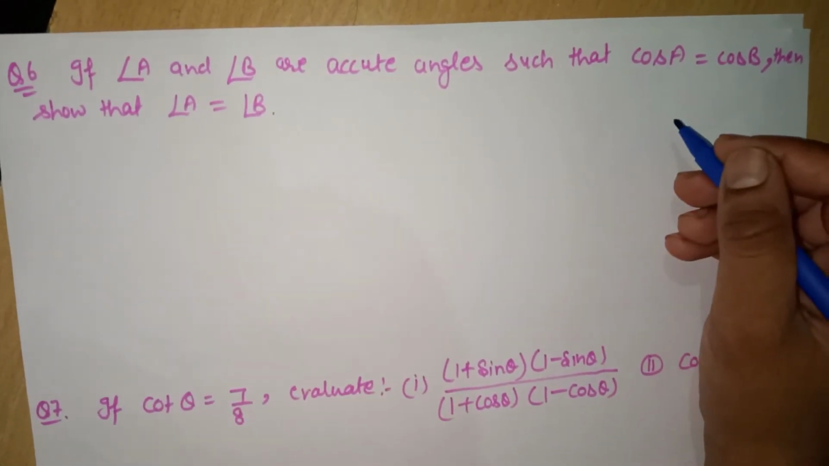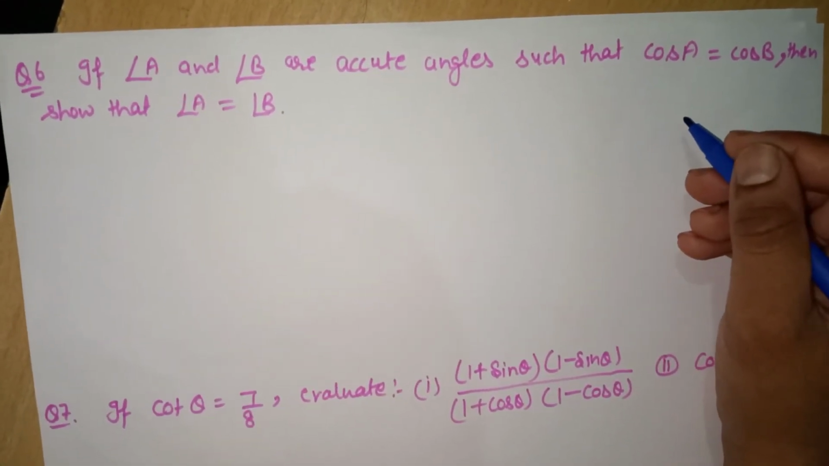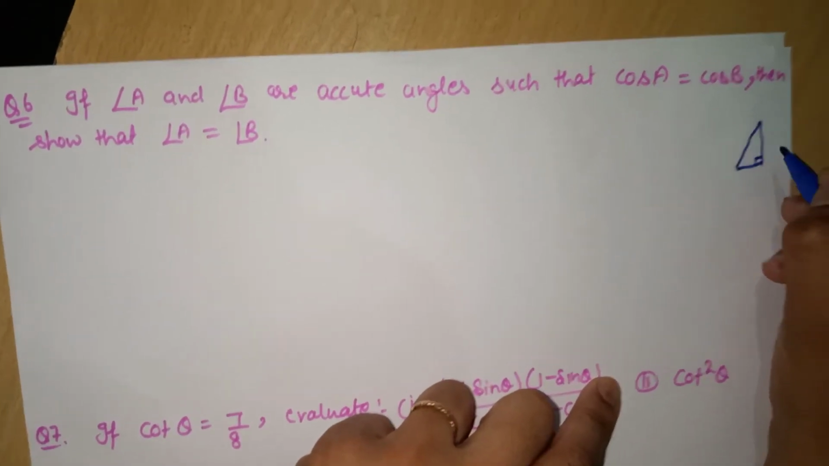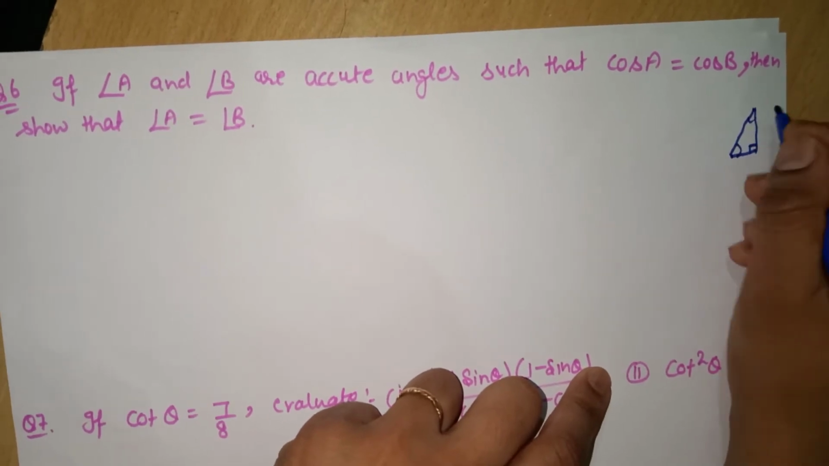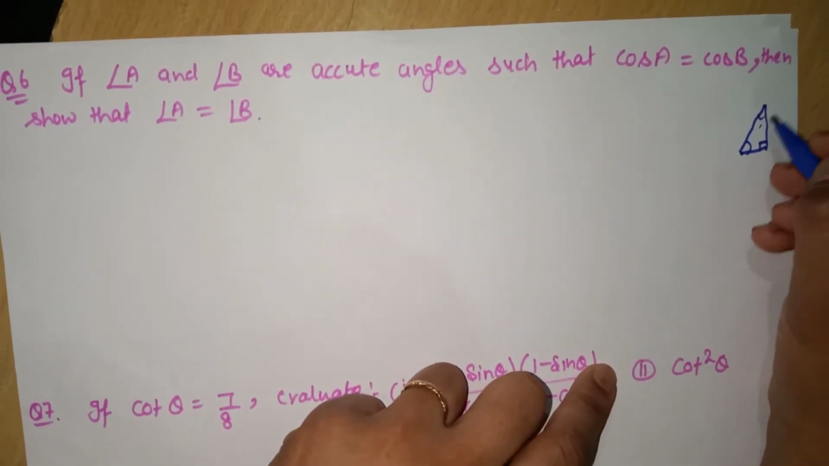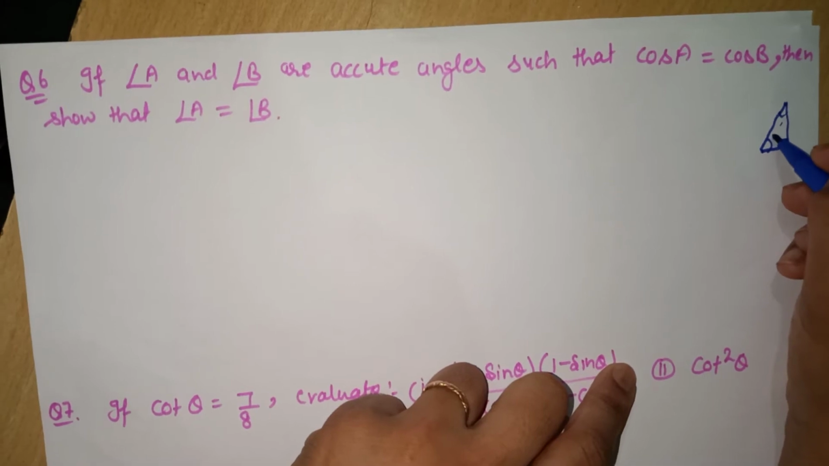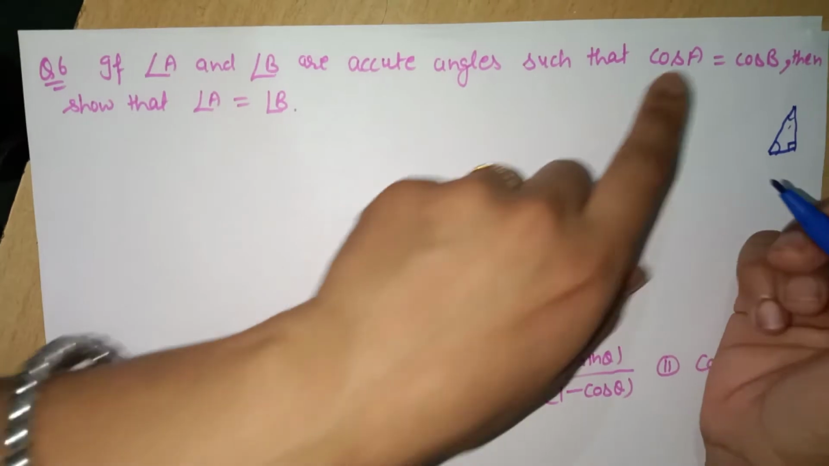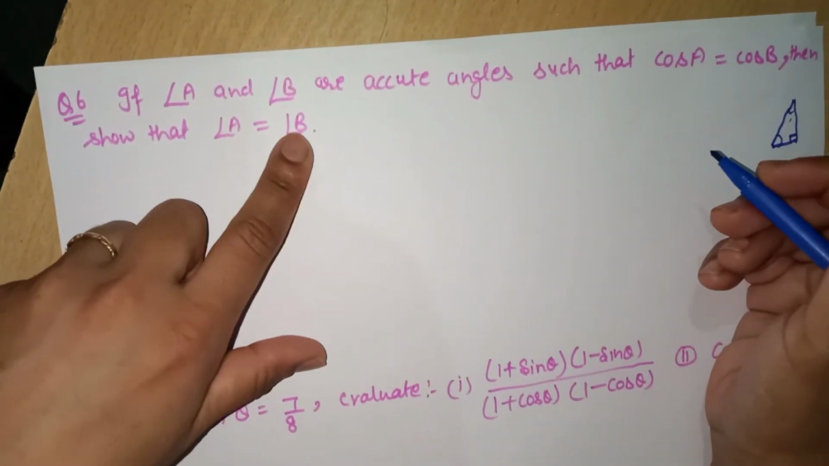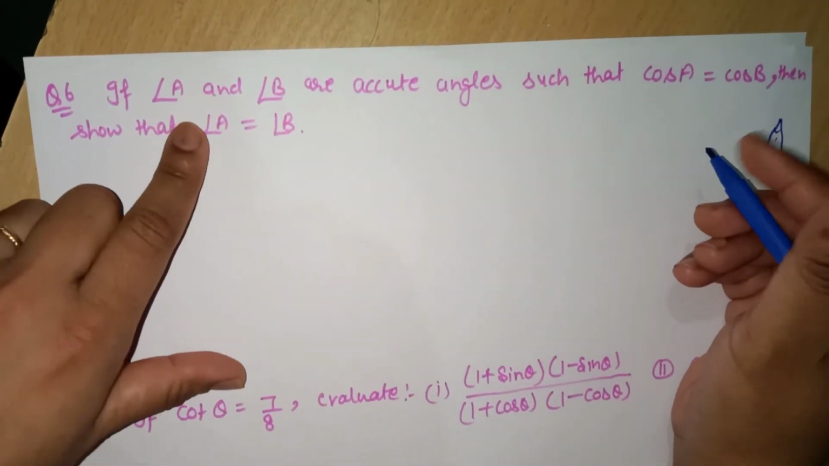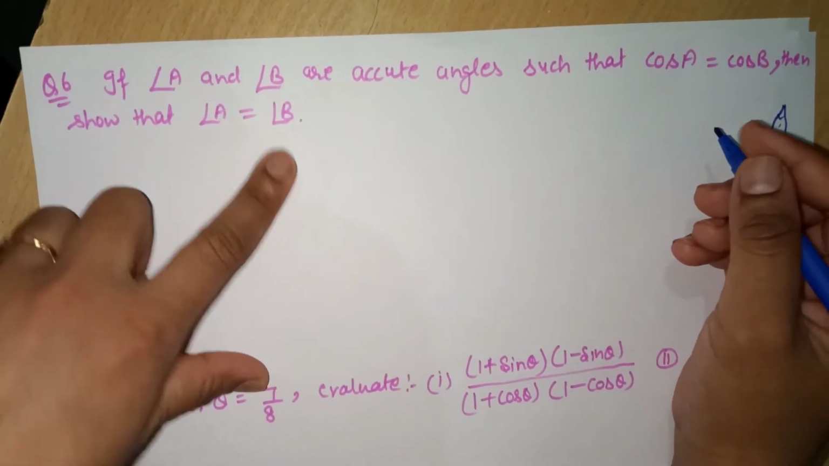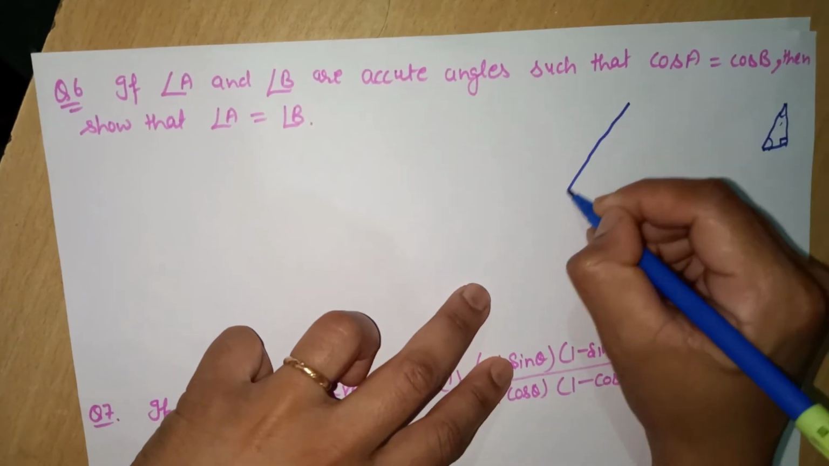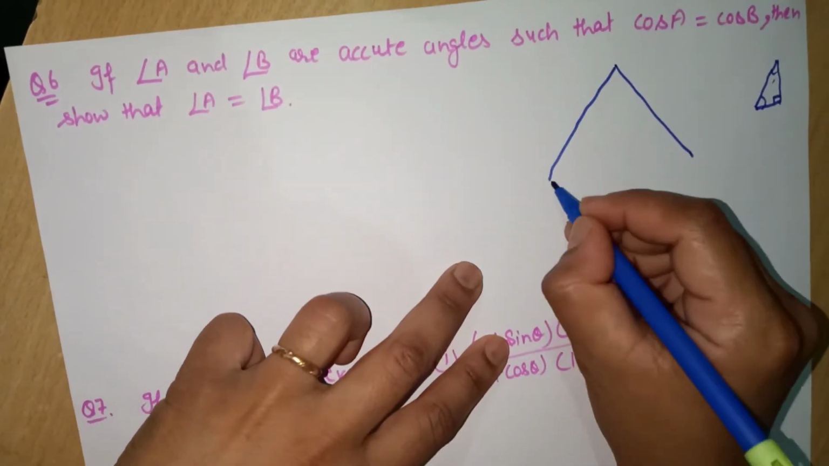So we will not take the right angle triangle here, because in the right angle triangle, although these are acute angles, they are of different values. If this is 30, then this can be 60 degrees. But we are given that we have to prove that angle A and B are equal, and we know that in an equilateral triangle both these angles are equal. So we will draw an equilateral triangle here.